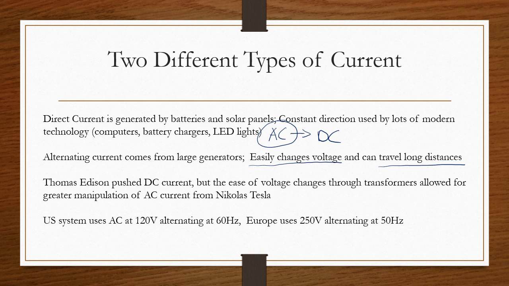So Thomas Edison really pushed for DC, but because of that ease and cheapness for alternating current, for manipulation and travel, the AC current of Nikola Tesla actually won out, and that's why pretty much all electrical grids are set up that way. There are some places that are trying to switch over to a little bit more DC friendly environment because, well, all our things that we use are use DC current now most of the time.